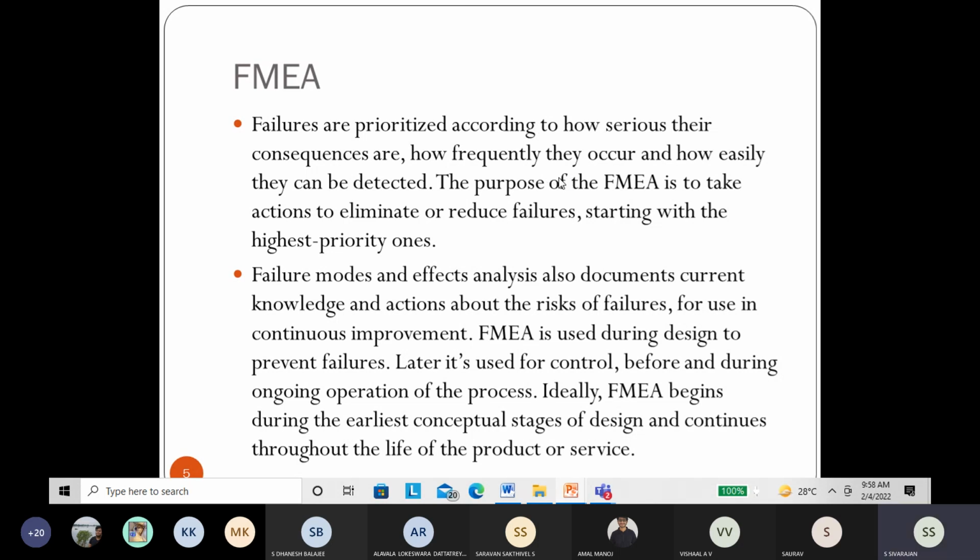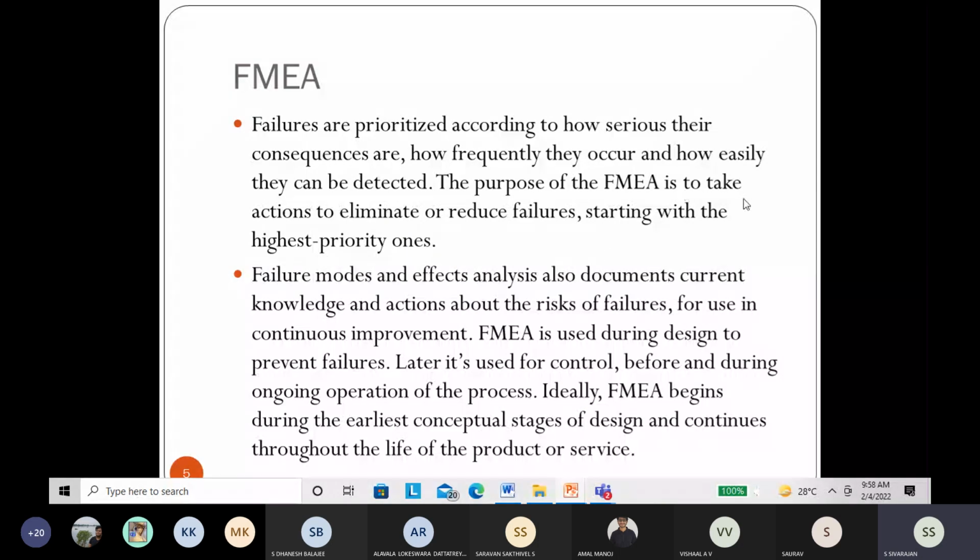So if they are rarely occurring, it means 1. If it is frequently occurring, that is undesirable, so that means 10. And how easily they can be detected. So easily detectable means 1. If the detection is difficult, that's undesirable, so it is the 10.